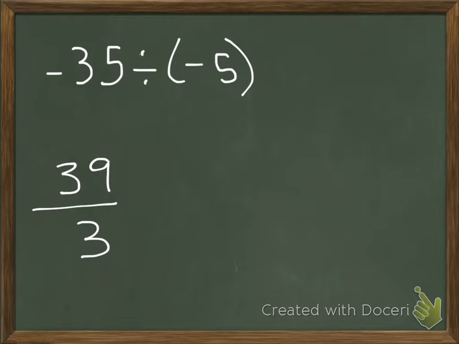Here's another example where we have the same sign, so negative 35 divided by negative 5. Since they're both negative, my answer is going to be positive 7. And then again, of course, when they're both positive, your answer is also going to be positive. So we have 39 divided by 3, which gives me positive 13.